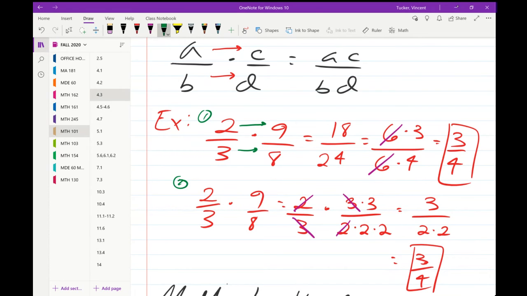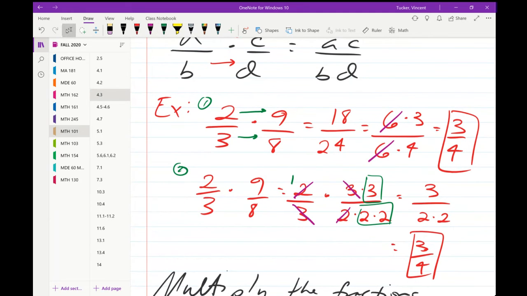And what that leaves us with is, since everything canceled out in this first one, it's just a 1 here. And that leaves me with 3. And then 2 times 2, which is 3 over 4. So I would suggest that you get used to the idea of canceling first and then multiplying, because it would allow you to deal with smaller numbers.